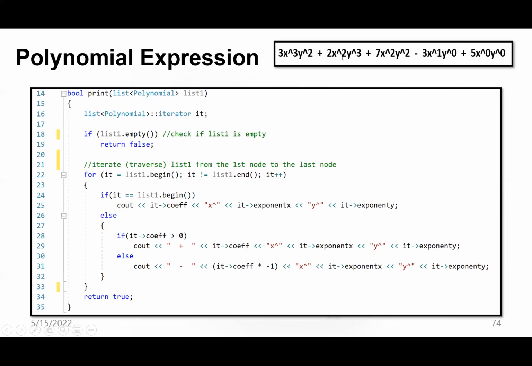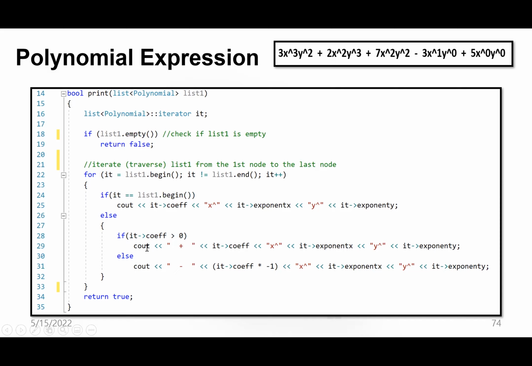So that's why you can see here, after I create the iterator, I check if my list is not empty. If the list is empty, meaning there's nothing inside, we don't have to go through the rest of the code because there is nothing you can do. We just return false. Else, if my list is not empty, there's something inside, I'll go inside. I will iterate this list one, let's say I'm printing poly 1, so it's my list one. I will set the iterator to the beginning, the first node, and go until the last node, right?